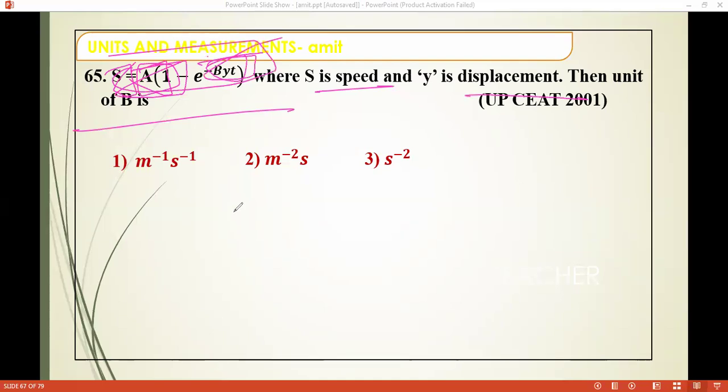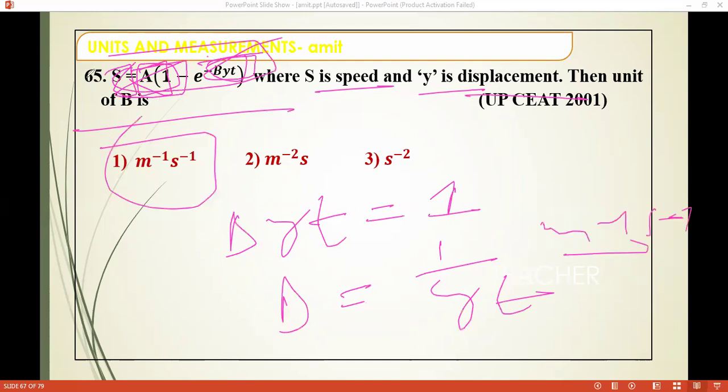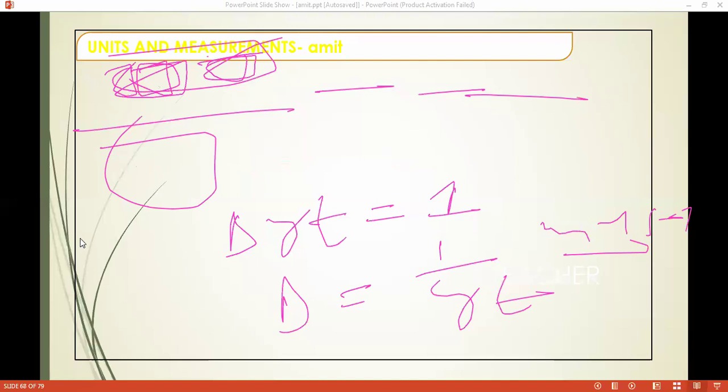So basically, if I say b y t is like this, b y t is one, so y is already displacement, and b is equal to 1 by y into t. Since y is already displacement, so meter to the power minus 1 and second. Check it once whether this is coming or not. Solve it here. You will get the value. It's an easy question, it's not that you can't deal with it.